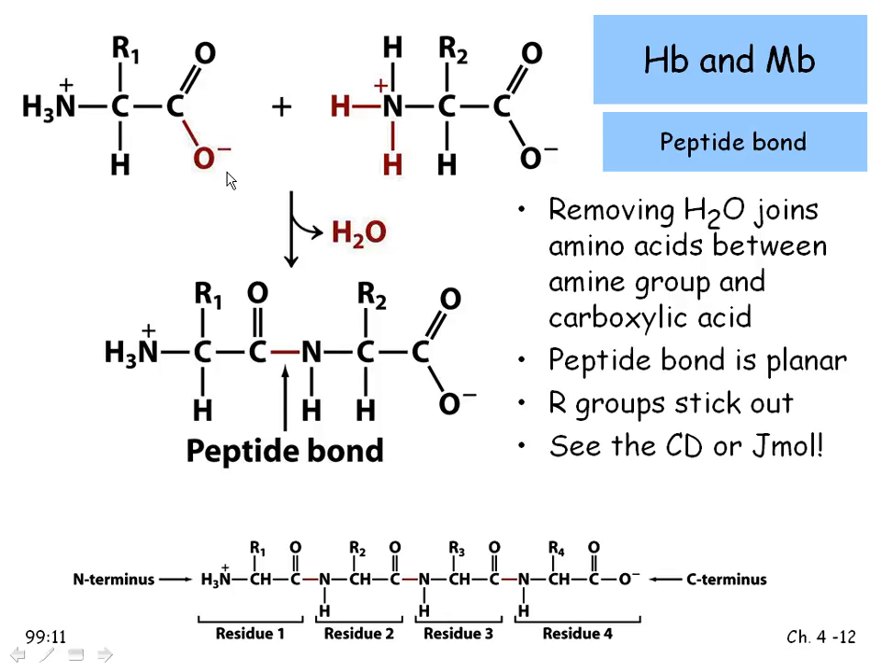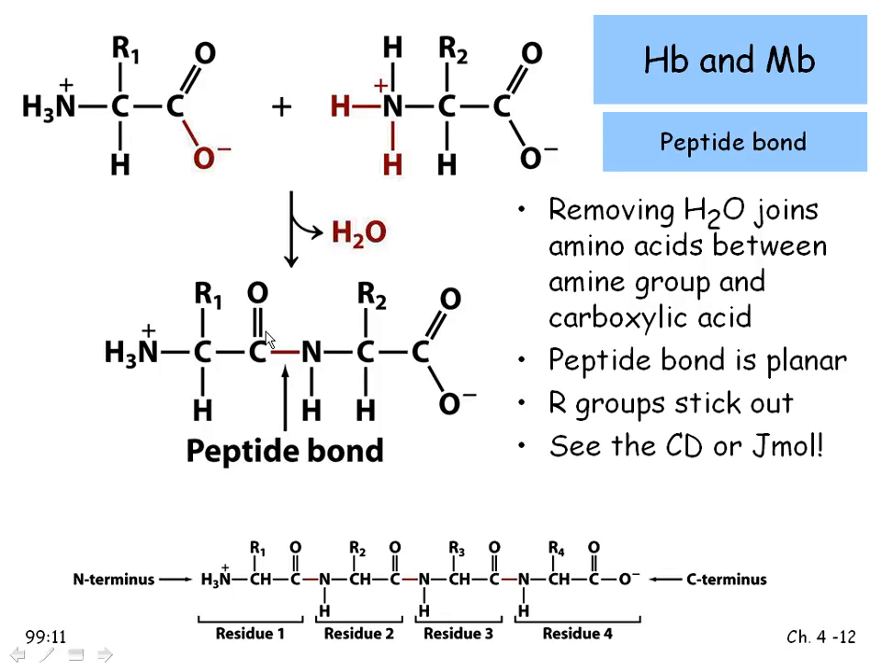So if you were to take out this oxygen and two hydrogens and create a new covalent bond between those two amino acids, you now have what's called a peptide bond. And this peptide bond is the basis for all the complexity of proteins. What's interesting about this peptide bond is that it is not a freely movable bond.